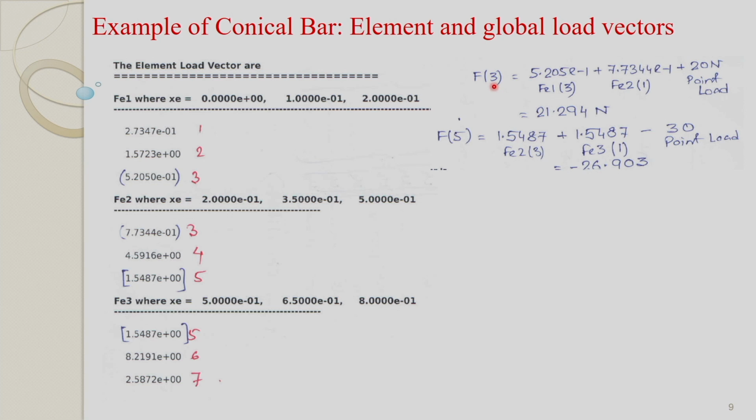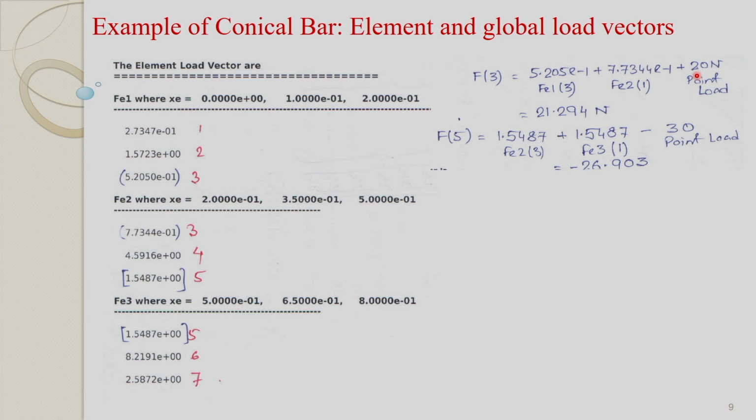Also, we have to consider the point load at this global level, which you remember at node 3 was 20 Newton. We should be consistent in units. In all my expressions, all the quantities are in SI units, that is meter, kg, force in Newton. So, in global position 3 of the load vector, the net load is the summation of these 3 quantities.